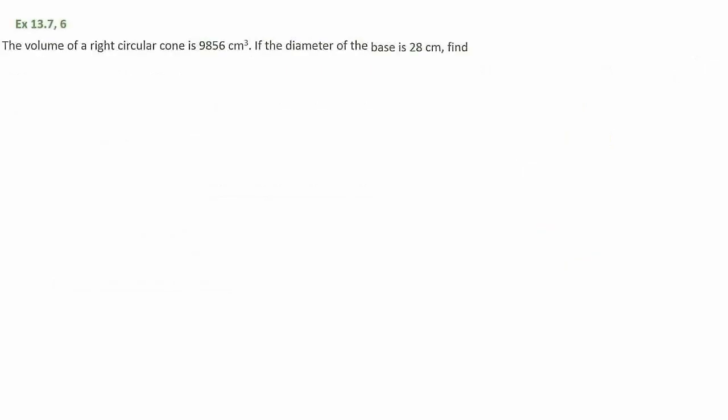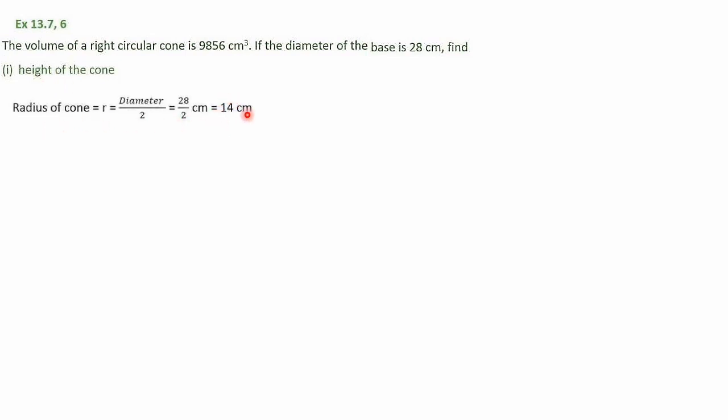Next we have to discuss the sixth question. The volume of a right circular cone is 9856 centimeter cube. The diameter of the base is 28 centimeter. Find the height of the cone. Here volume is given to us, V is 9856. Diameter is 28 centimeter. From the diameter we know how to calculate the radius. First of all we have to find out the height. Let it be h.